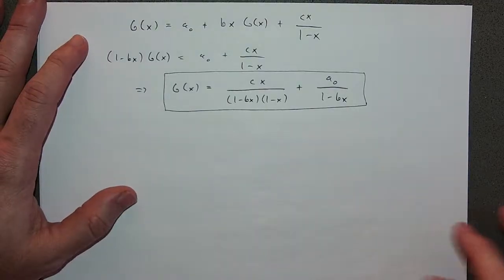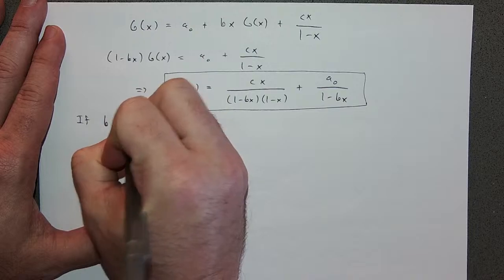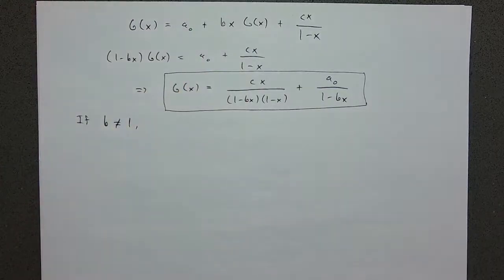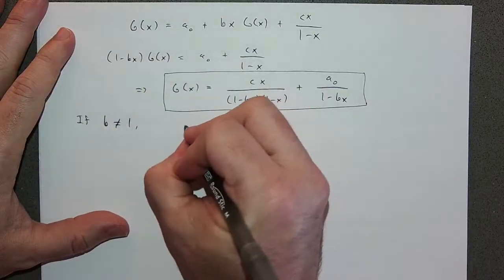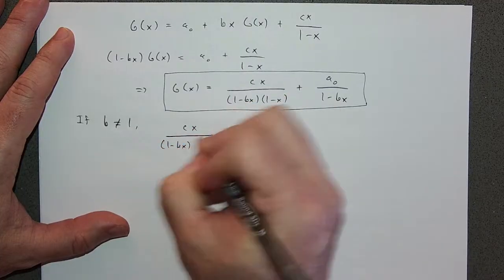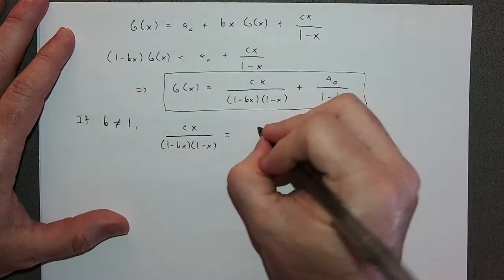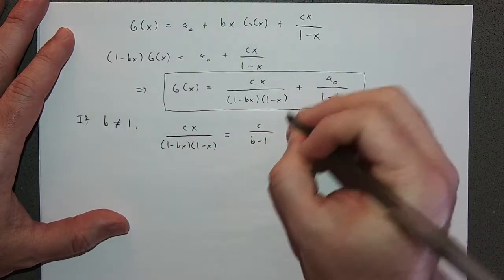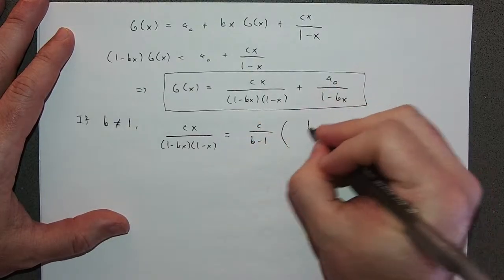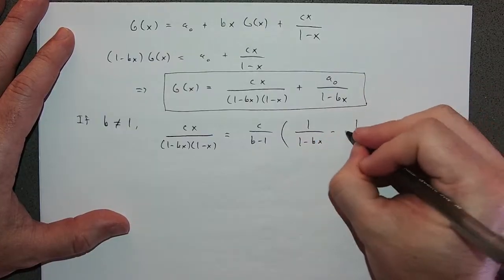Using partial fractions here, if b is not equal to 1, we can split this. So cx over 1 minus bx times 1 minus x can be written as c over b minus 1 times 1 over 1 minus bx minus 1 over 1 minus x.